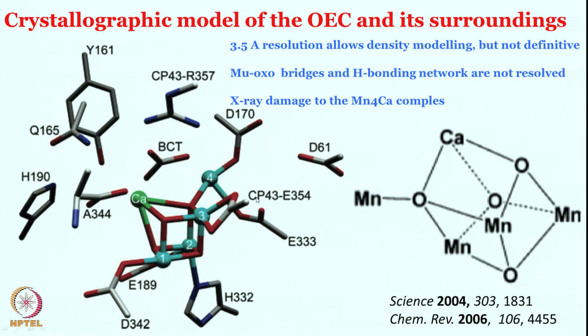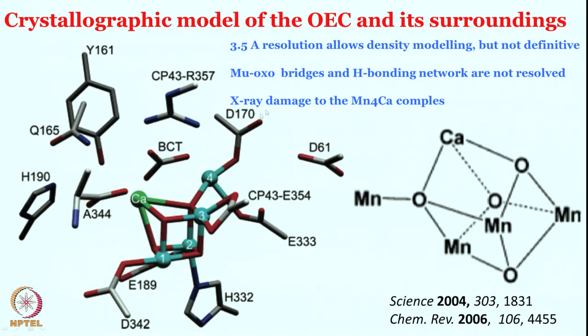What has happened during the crystallographic characterization or crystal data collection, people believe that this cluster is broken and rearranged. So this is not actually the real structure. X-ray damage to the manganese 4 calcium complexes has happened already. Although this is a decent 3.5 resolution structure, which allows the density modeling, it is still not definitive.